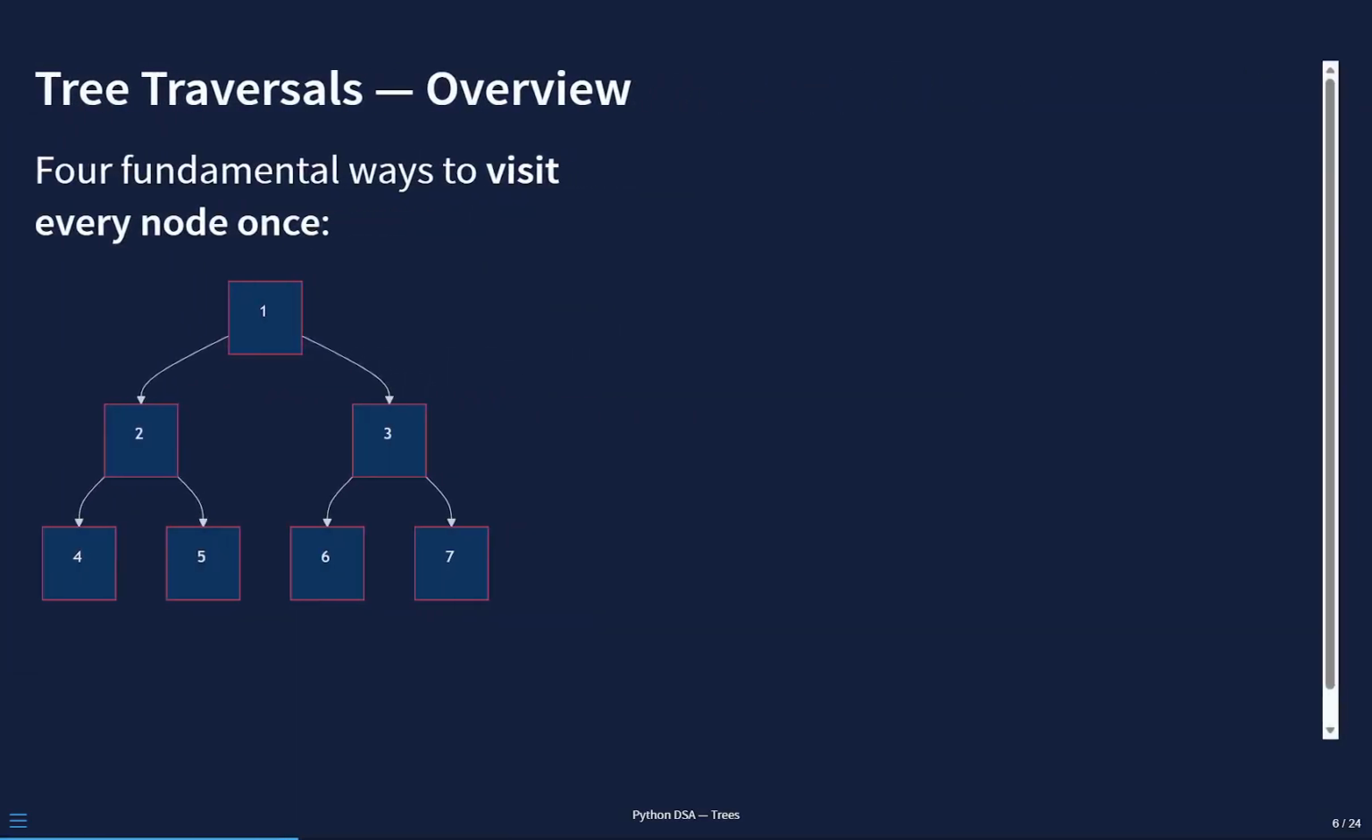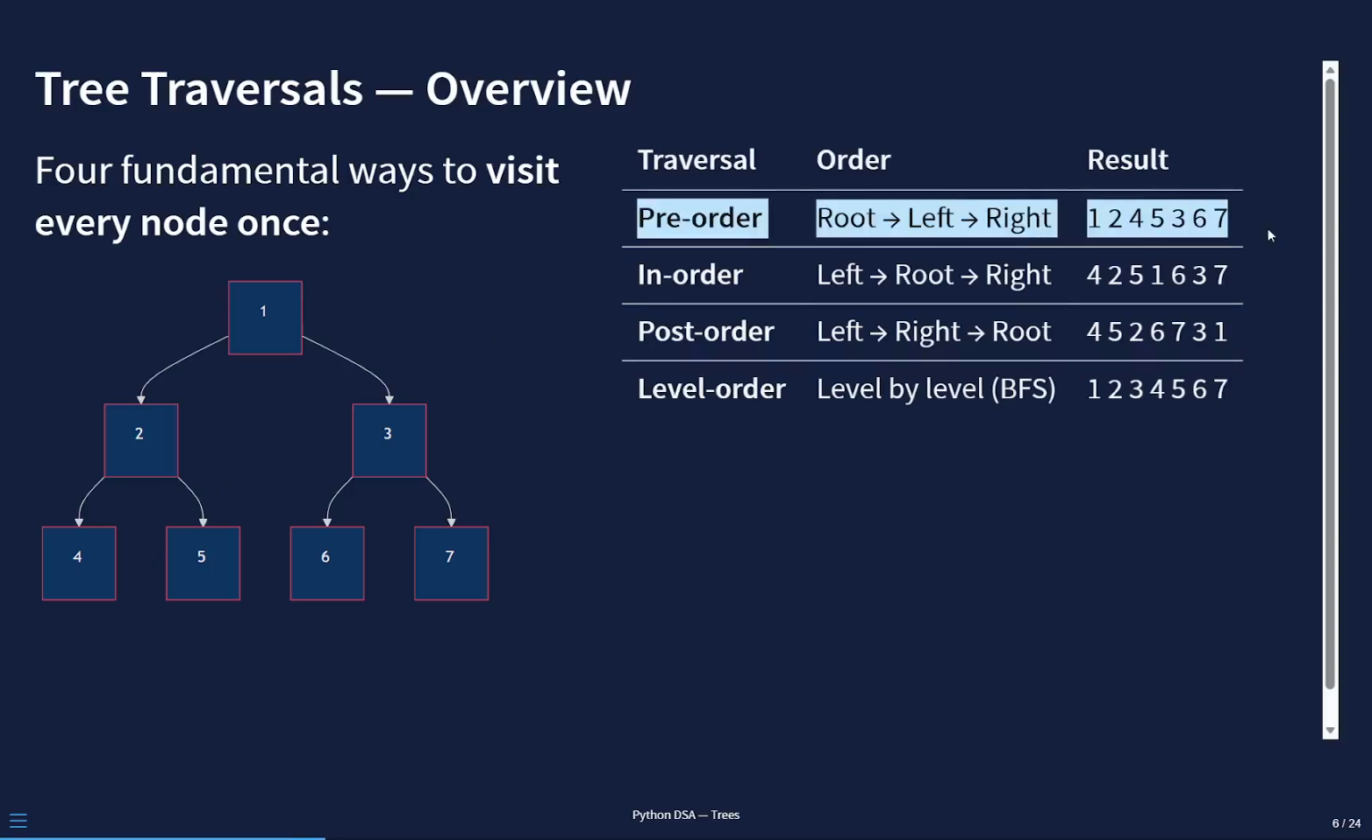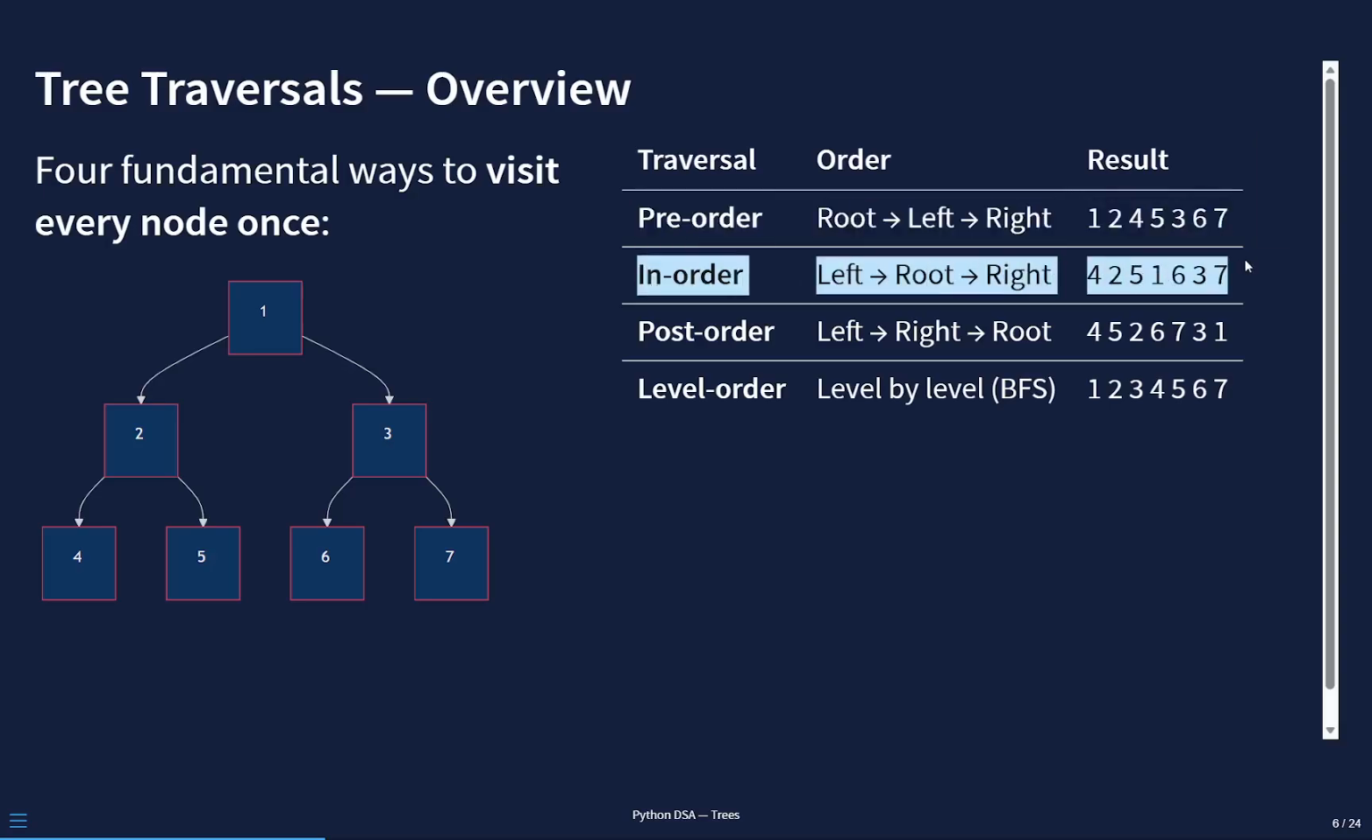Traversal means visiting every node in the tree exactly once. There are four standard traversal orders, and the one you choose depends entirely on what you're trying to accomplish. Look at the table. Preorder visits root first, then recurses left, then right. Result: 1, 2, 4, 5, 3, 6, 7. The root appears first in the output, hence pre.